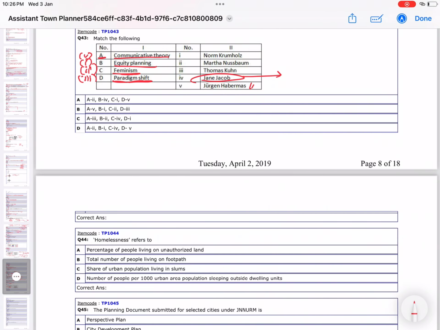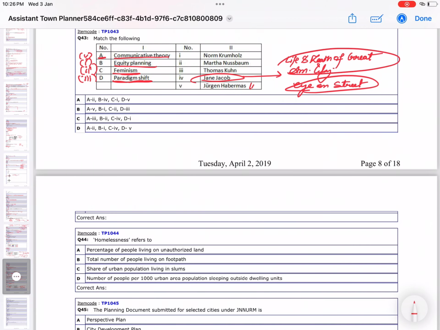Jane Jacobs has written a very famous book, The Death and Life of Great American Cities, and Eyes on the Street is also one of her concepts. If you find any of these, it is related to Jane Jacobs, whereas none of the theories here is propagated by her, and the best match answer here is B.